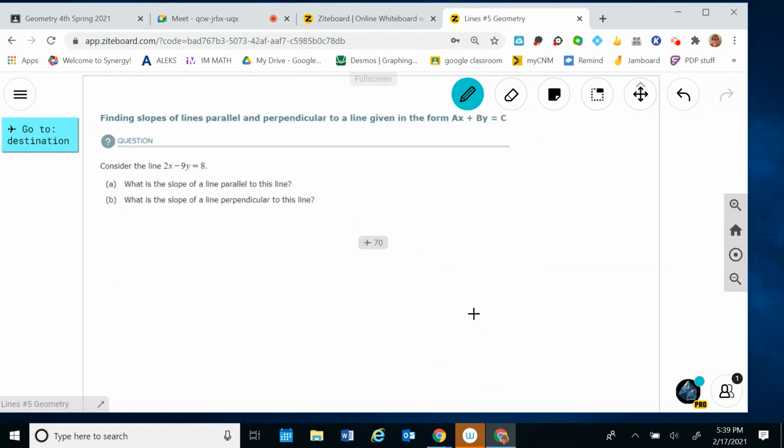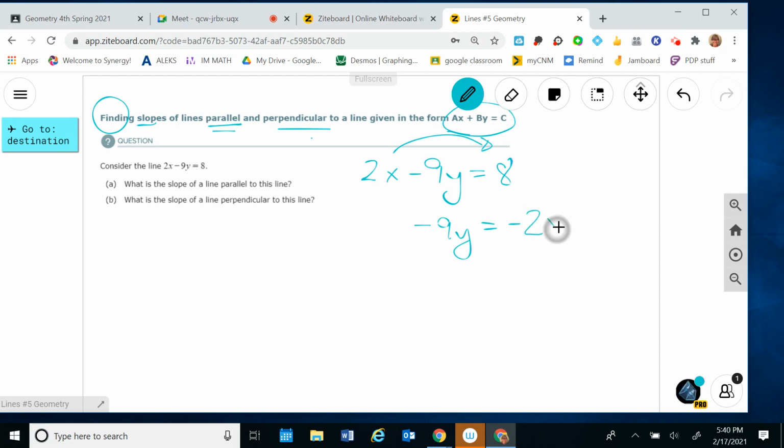All right, let's try the next one. Now it says finding the slopes of lines parallel and perpendicular given in standard form. This is why we did the activity today. You need to change this to slope-intercept form. So we need to kick the 2x over. We're going to change the sign, jump it over, change the sign, divide everything by negative 9, and then there you go. Now we really don't care what the b is. Negative divided by negative is a positive.